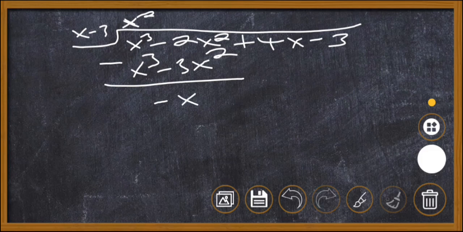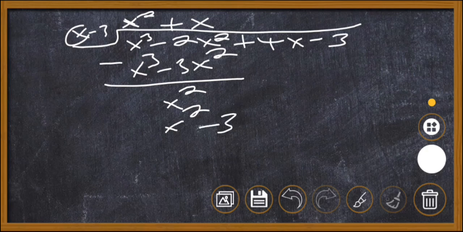Negative x, rather positive, because the bigger number has a positive value. So we are going to have x power 2. So we have to find another value which we can multiply with x for us to have x power 2. In this case it's x. So x multiplied by x is x squared, and then x multiplied by negative 3 is negative 3x.